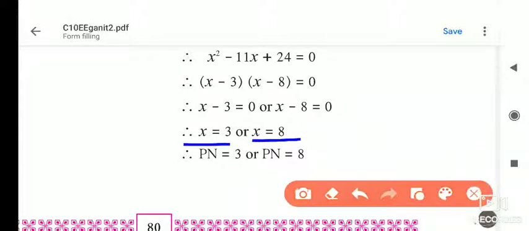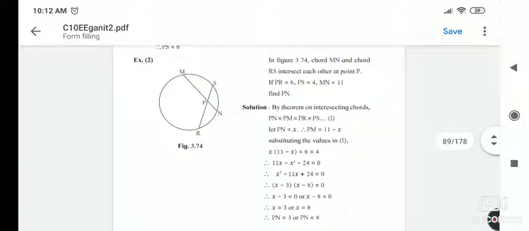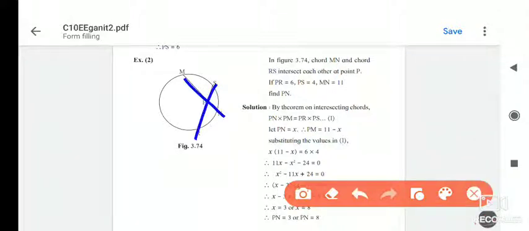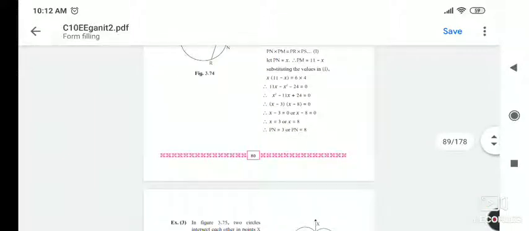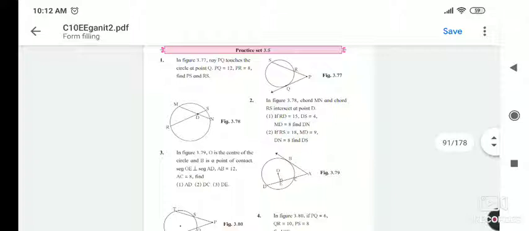In this way you have to solve this example. It is very easy. Which property did we use here? We used the property of chords intersecting inside the circle. So today we'll stop here, and the next two examples we will see in our next lecture.